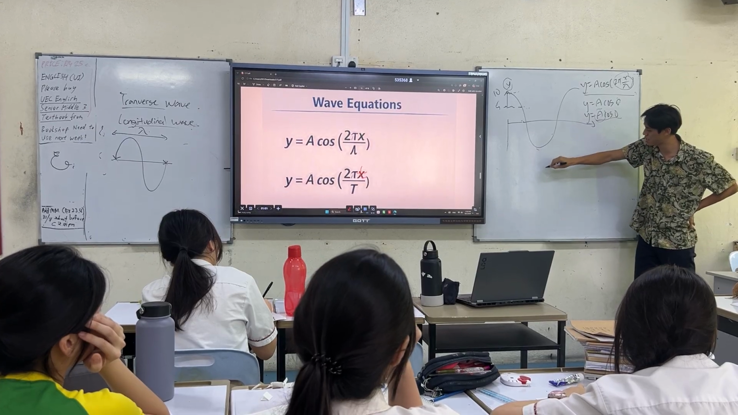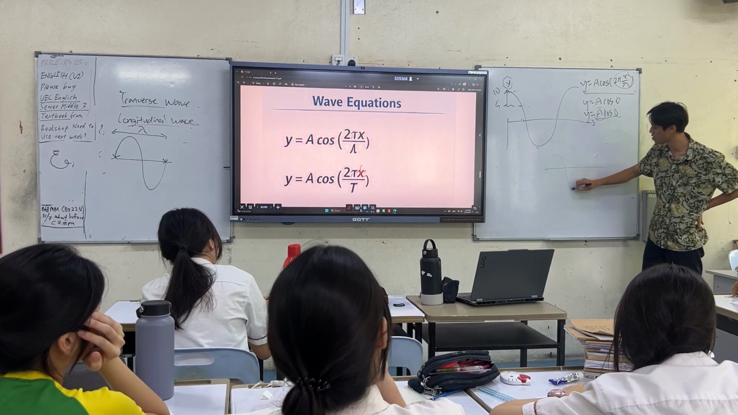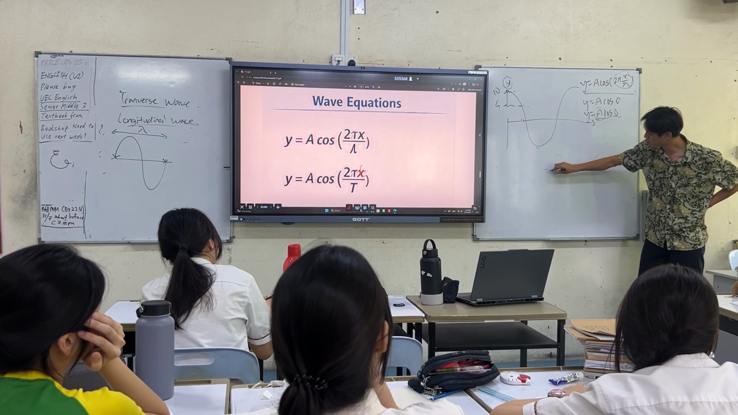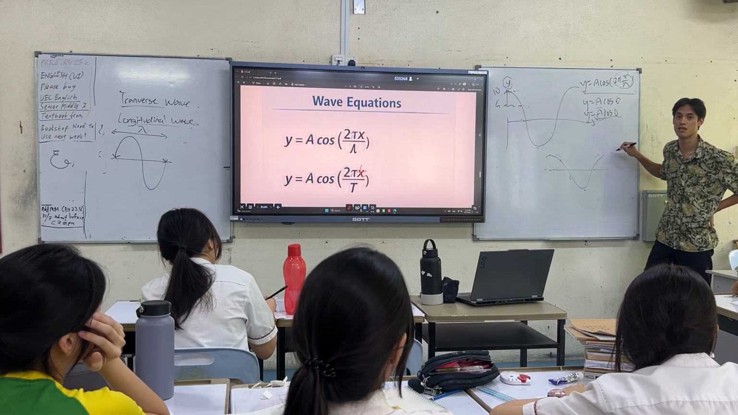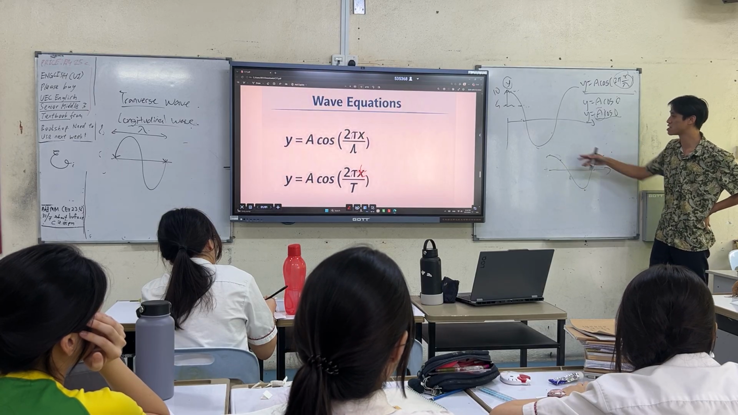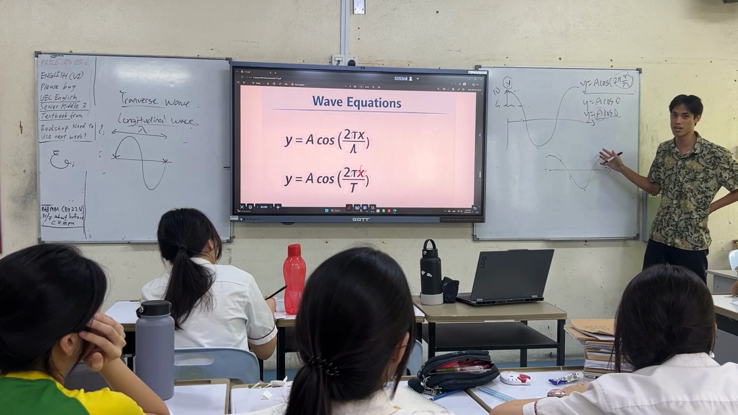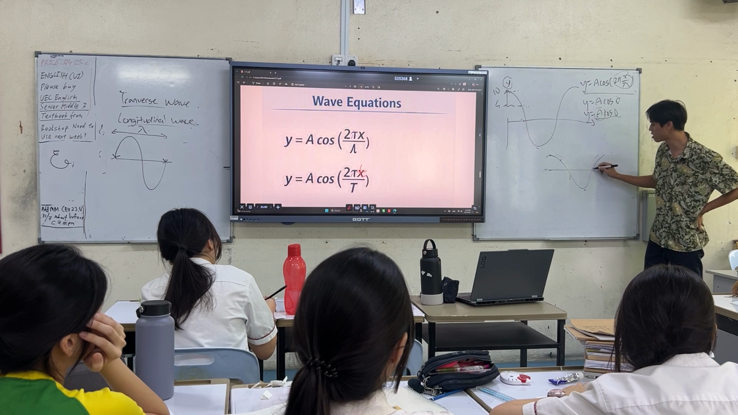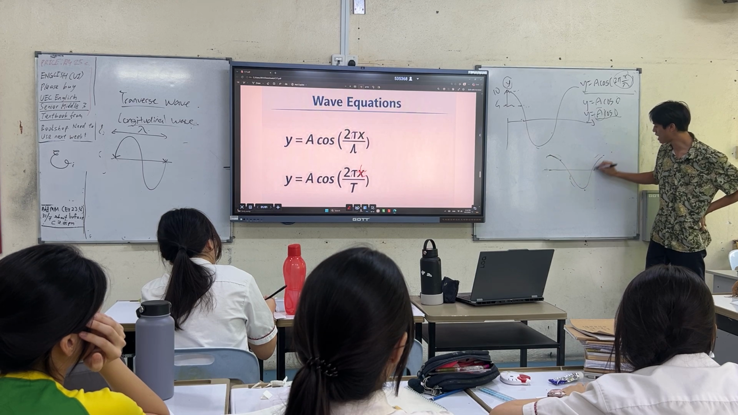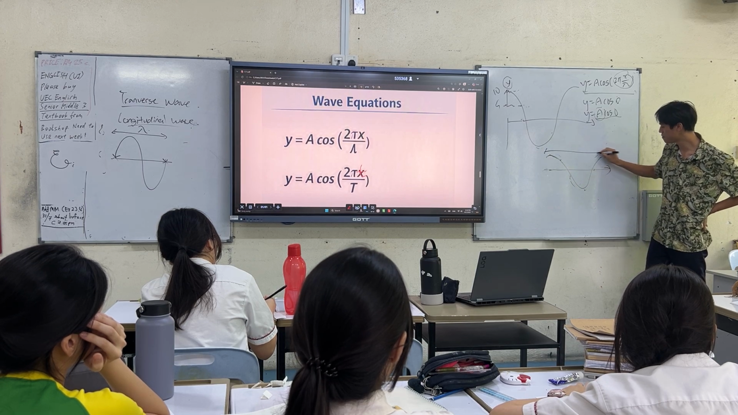In this wavelength, what section is this? For example, this is just a wire. Okay, for example, this is a wire, the wire for one lambda. The lambda is over here.